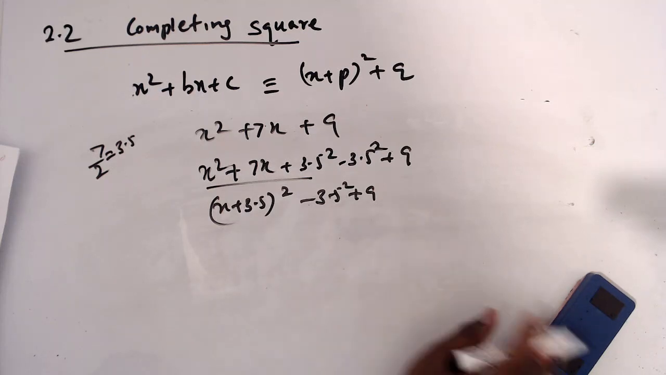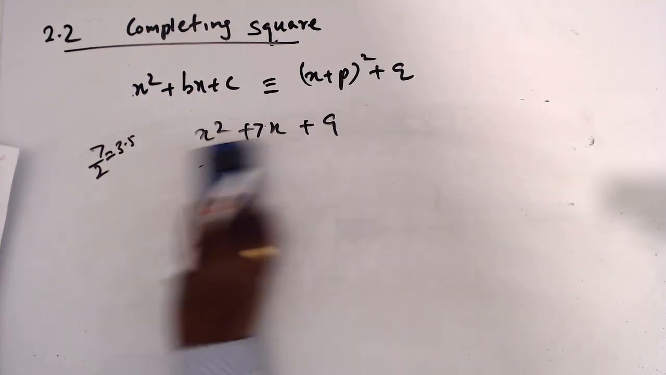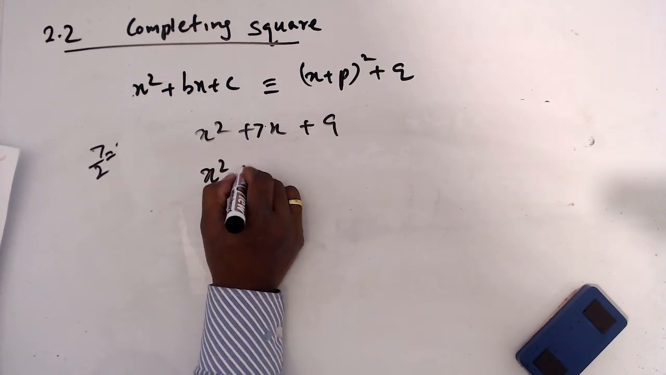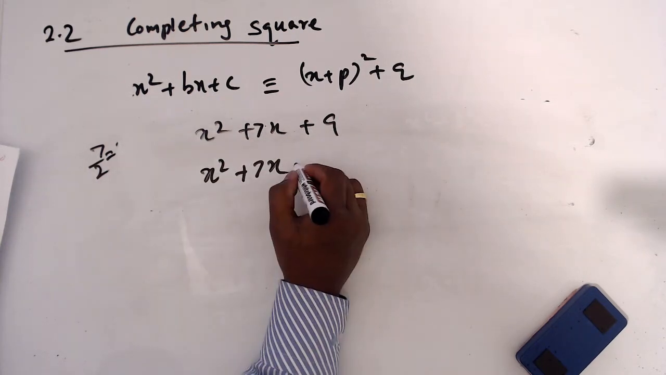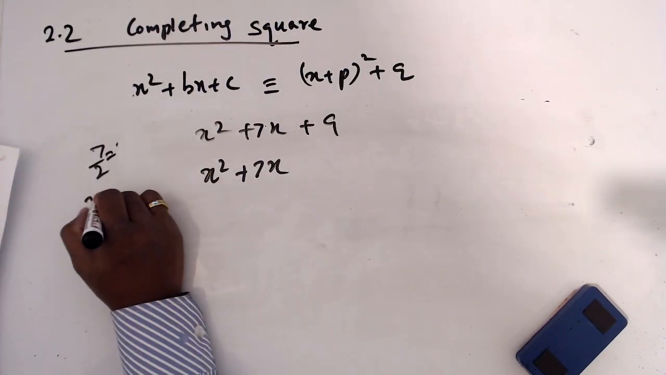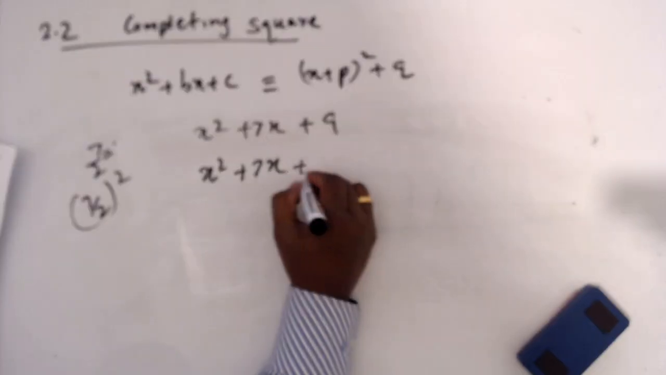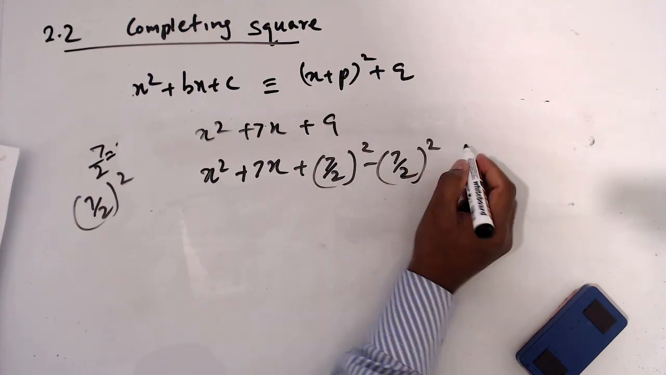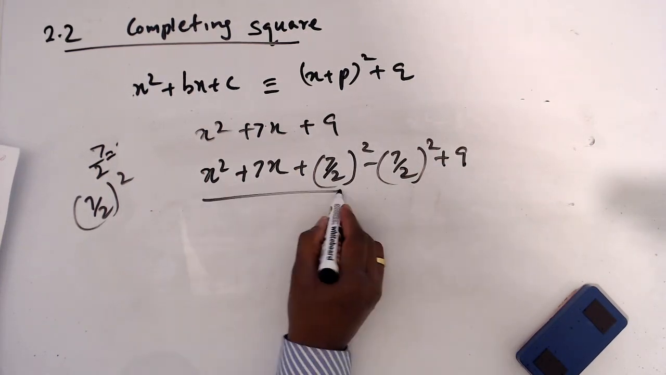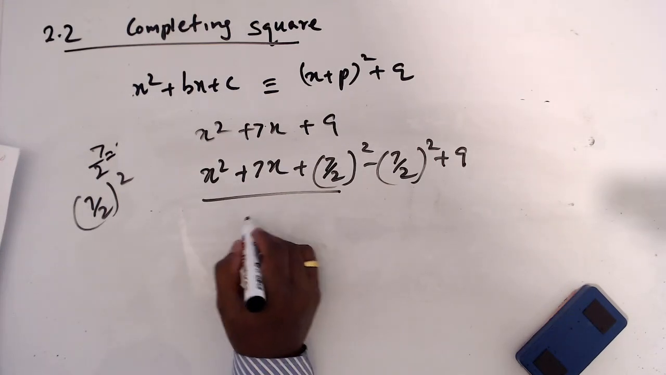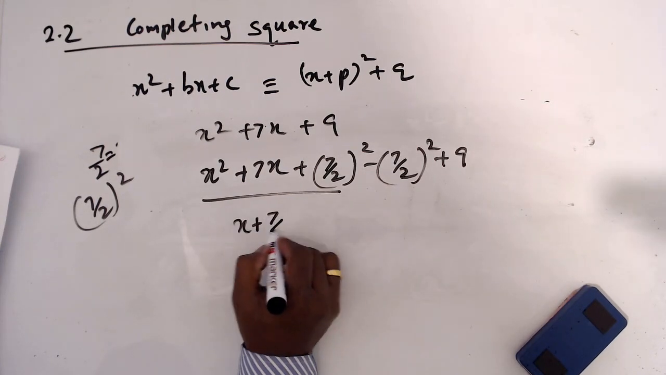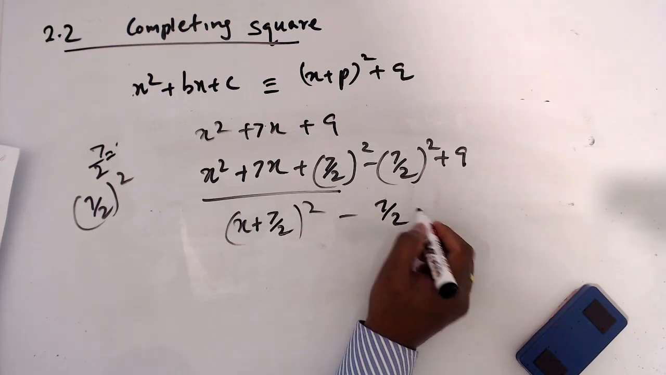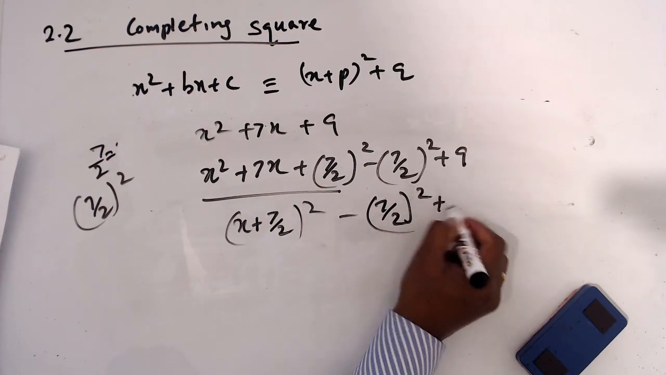So you can simplify this one. Instead of that, you usually write as a fraction. So x square 7x, half of 7 is 7 divided by 2. Then I want to add 7 over 2 square and I want to minus it. Plus 9. And this one you know that I can write x plus 7 over 2 square. And this is going to remain as it is. 7 over 2 square plus 9.